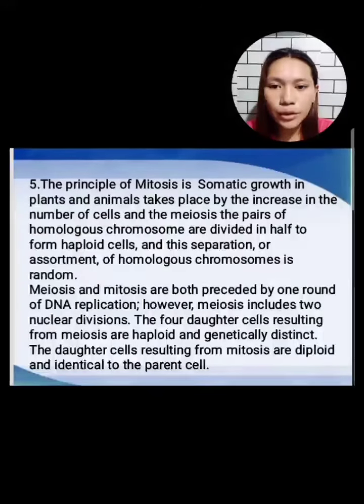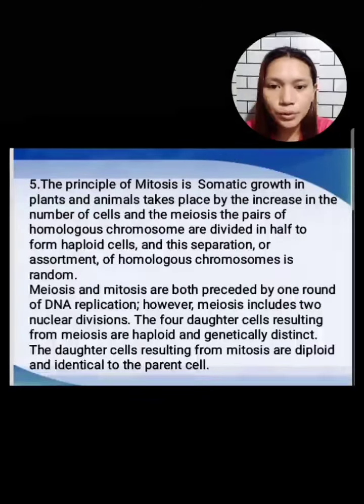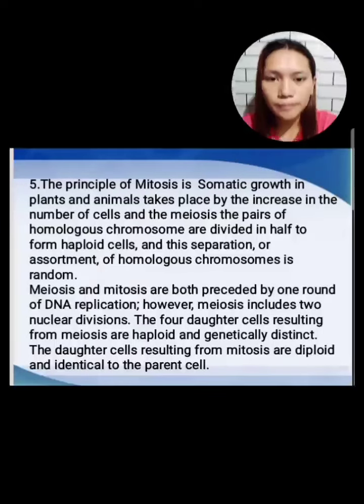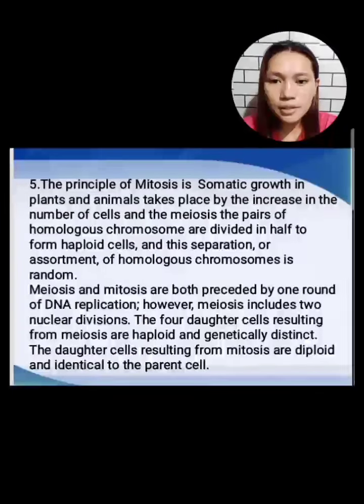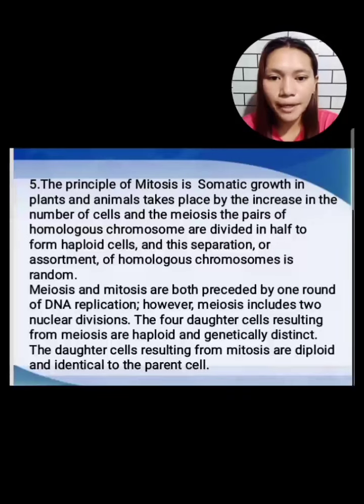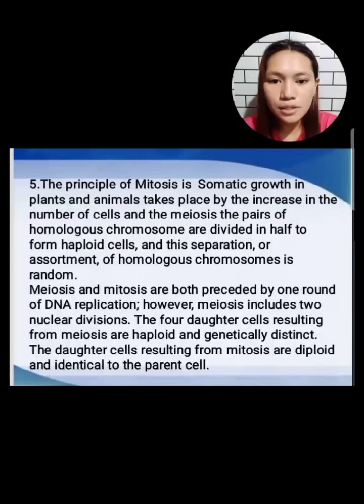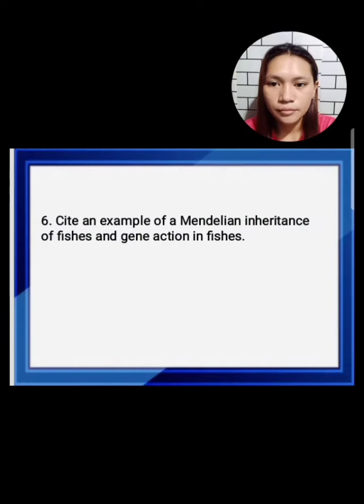In this, the separation or assortment of homologous chromosomes is random. Meiosis and mitosis are both preceded by one round of DNA replication. However, meiosis includes two nuclear divisions, and the 4 daughter cells resulting from meiosis are haploid and genetically distinct. The daughter cells resulting from mitosis are diploid and identical to the parent cell.